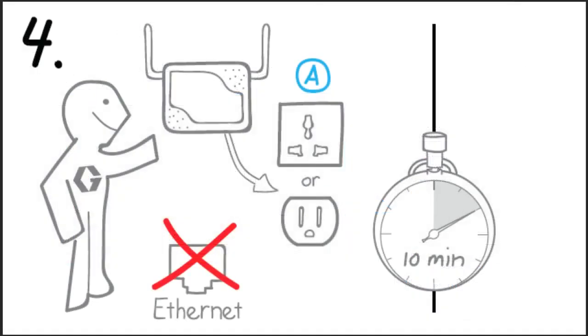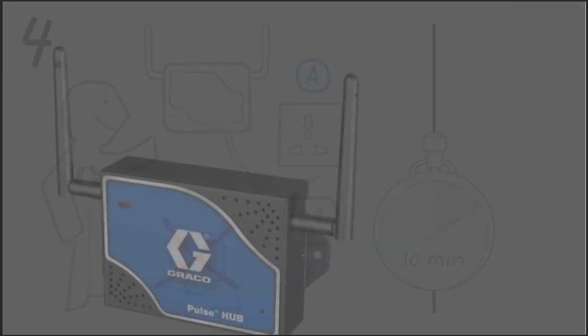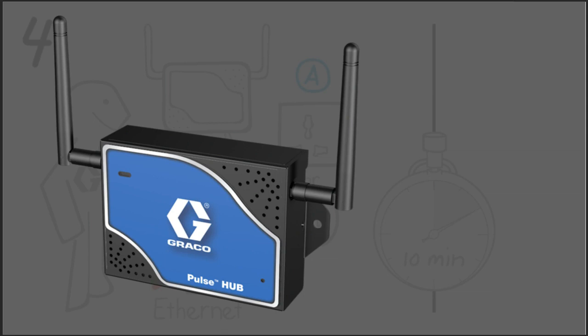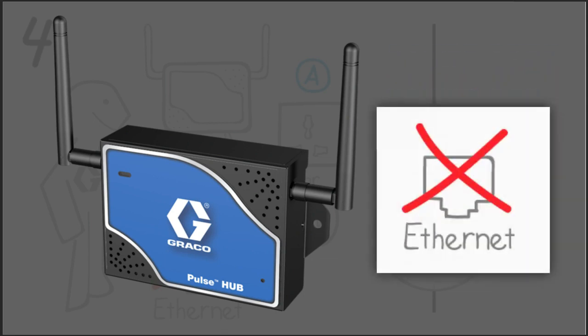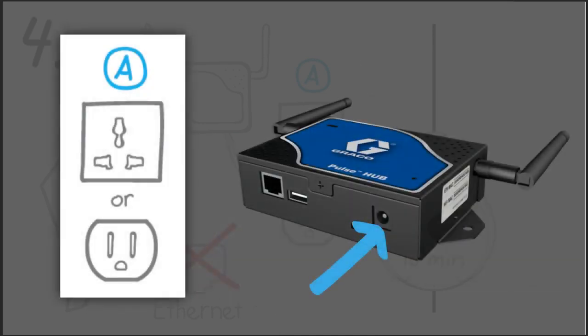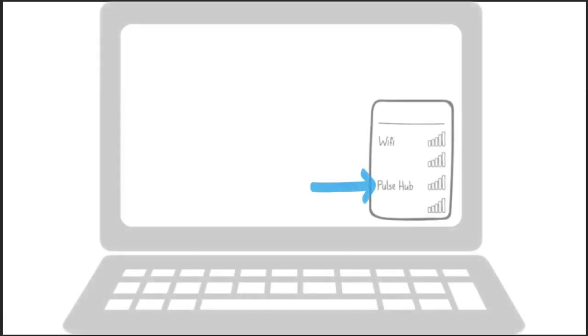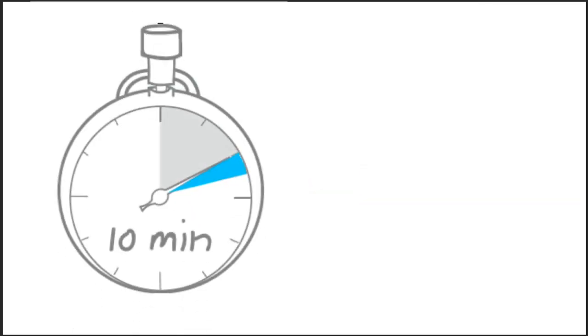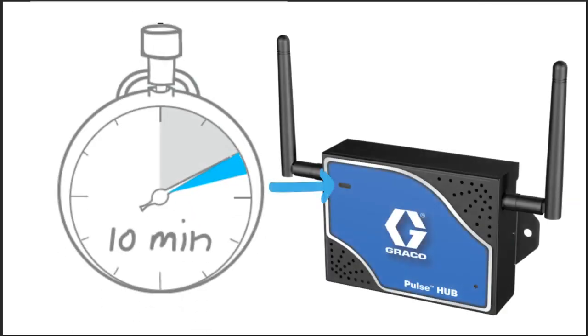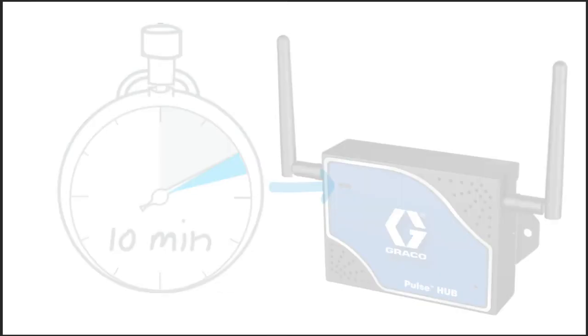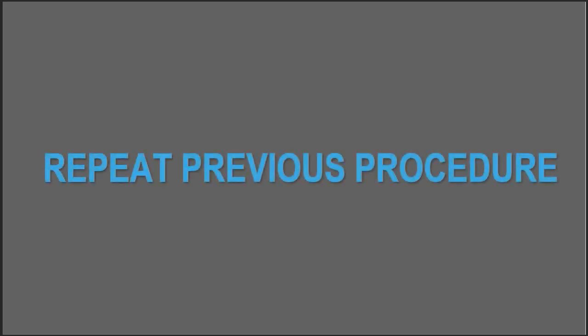Now it's time to start setting up the hub. First, make sure the hub is ready. Make sure the antennas are installed and that you have the power cord. You do not use an Ethernet cable during this step with this method. Plug in the power cord. Now connect to the hub's hotspot, which provides the Pulse network. Note, if you wait more than 10 minutes to connect, the green light will go solid and you will not be able to connect. If this happens, simply unplug and repeat the procedure.